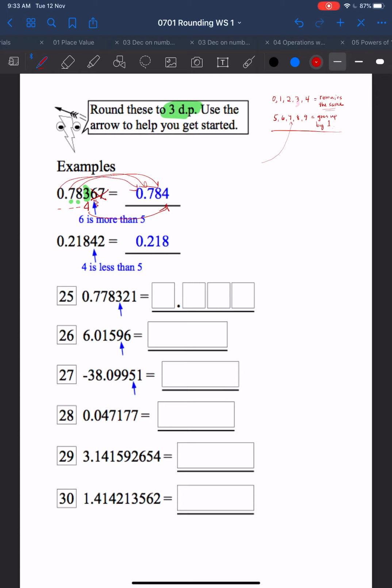So let's try this one. Round to the third decimal place. 1, 2, this is the third decimal place. The next digit is a 3. Okay, so which one are we going to use? This one. So that means the digit before 3 remains the same. So 8 remains the same. Let's put 8 over here. Everything after 8 disappears. Everything before 8 remains the same.